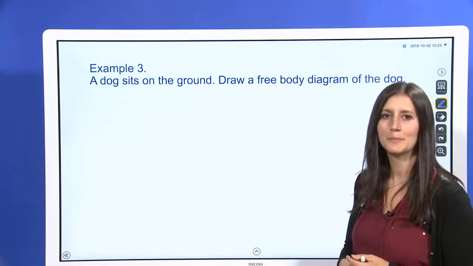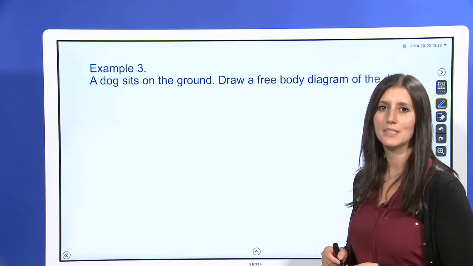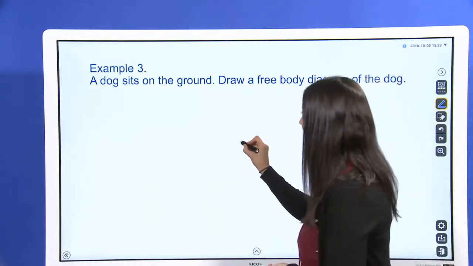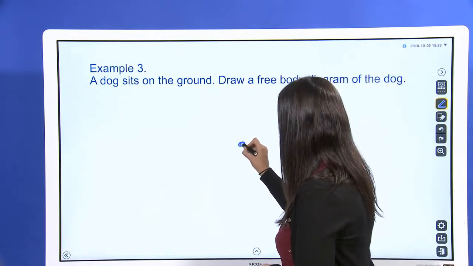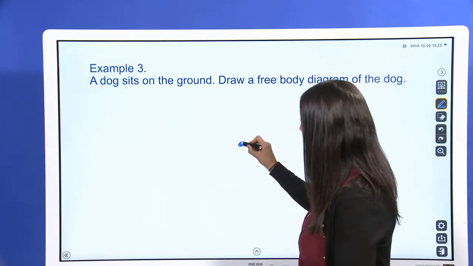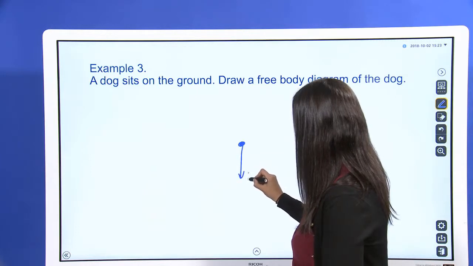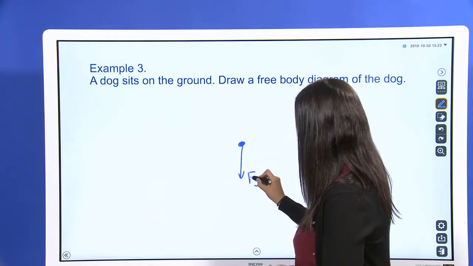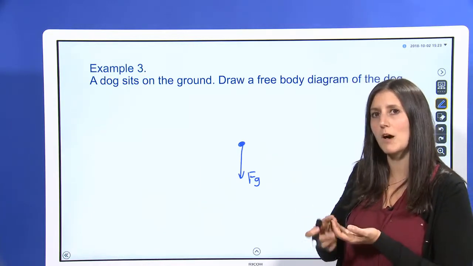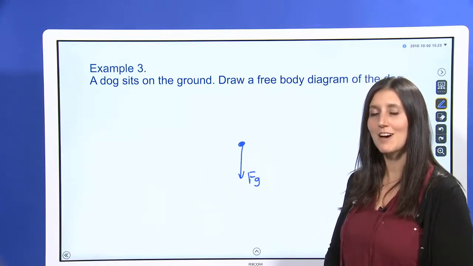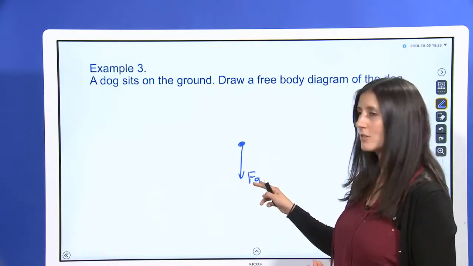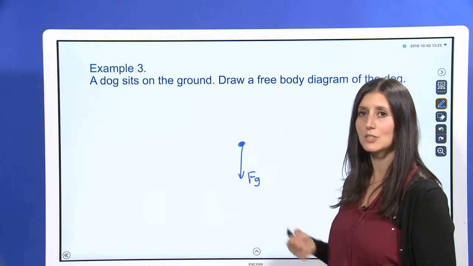Third example, a dog is sitting on the ground. Draw a free body diagram of the dog. Okay, so for this one, again, I'm going to represent the dog by just drawing a dot. There's always a force of gravity, which always points straight down. So this is my force of gravity. And again, if this was the only force acting on my dog, the dog would be falling through the ground, which it's not. It's just sitting there. So there must be a force that's equal to the force of gravity acting in the opposite direction.